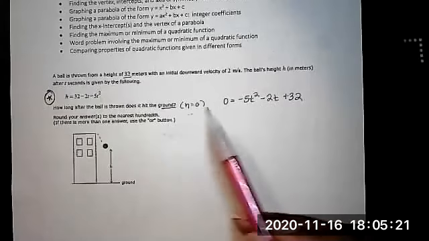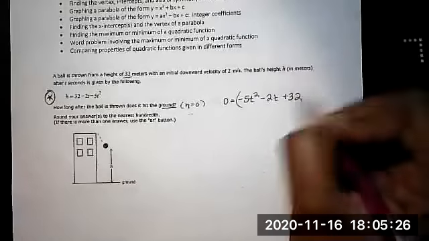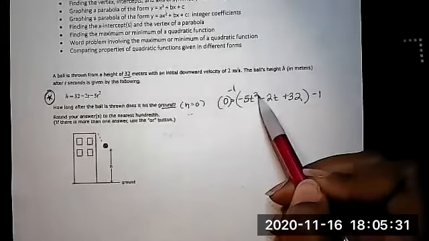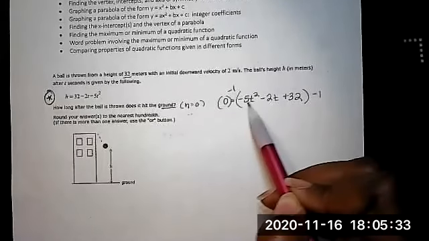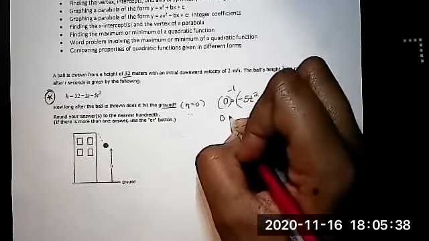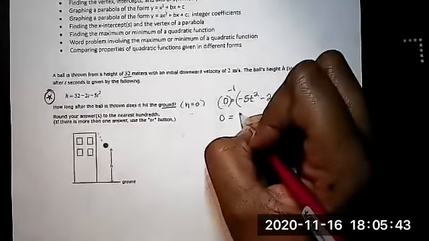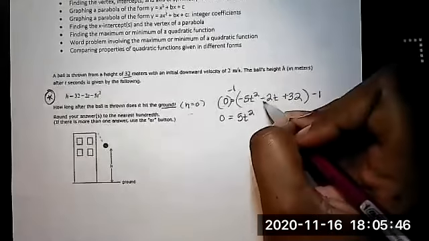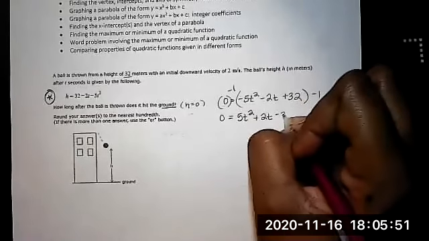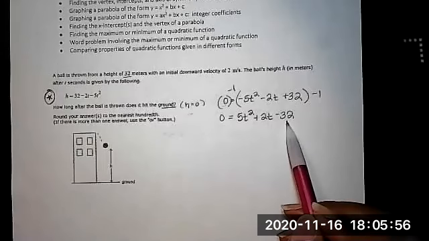Now, before I can start to solve it, this squared value cannot be negative. So I'm going to multiply everything by -1. You only do that when the squared value is negative. Now, 0 times -1 is just 0, so it doesn't change anything over here, but this now becomes positive 5t squared, and that's what I want. This becomes plus 2t, and this becomes minus 32. So basically everything just changed its sign.